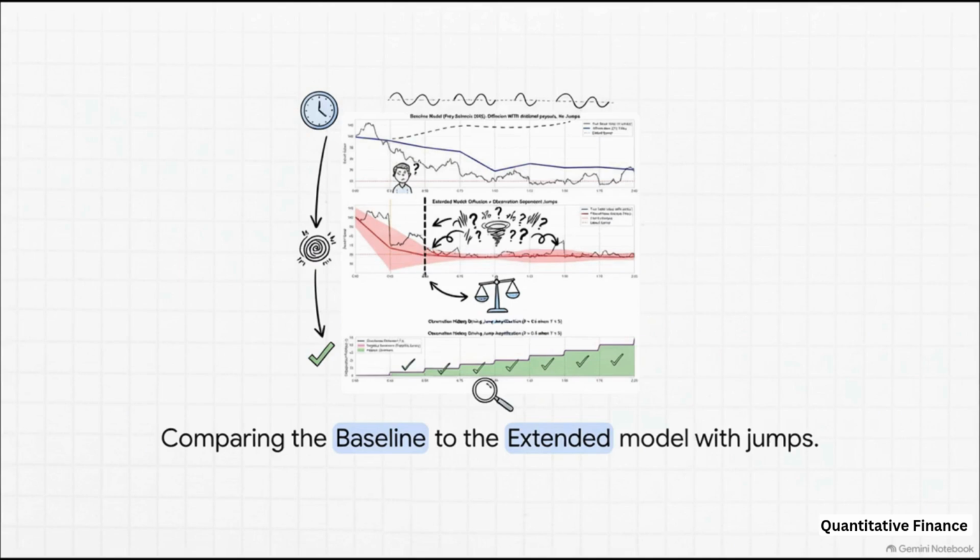But then, look at the middle panel. This is our extended model with stochastic discontinuities. See those wide pink bands? That is the model screaming uncertainty. As we get closer to a scheduled announcement, right at the 0.25-year mark, the model is highly uncertain. But the exact microsecond that disclosure drops, those pink bands collapse sharply. The uncertainty is instantly resolved through a discrete Bayesian update.